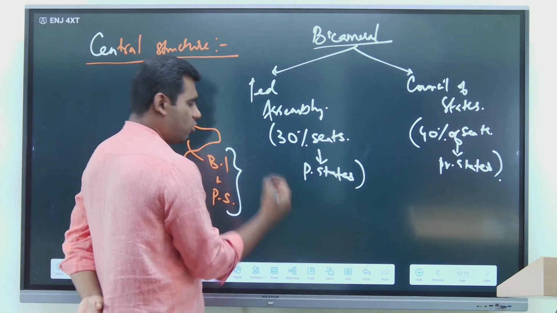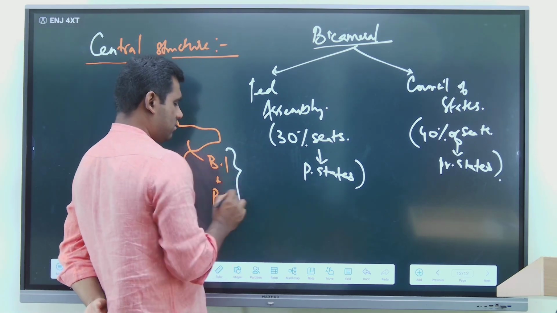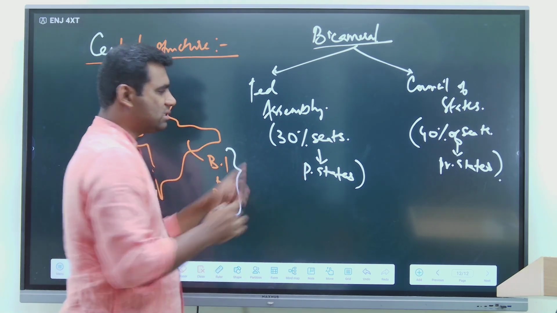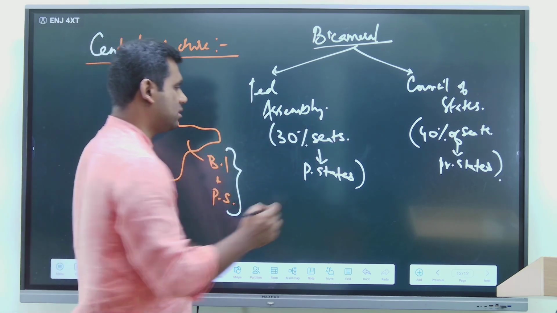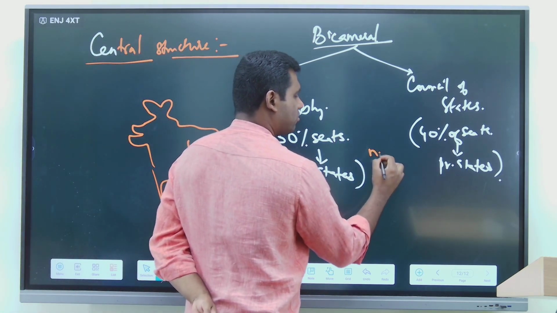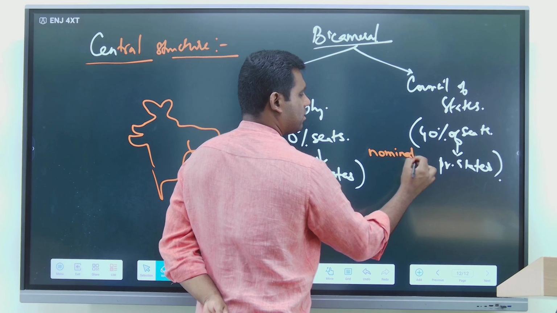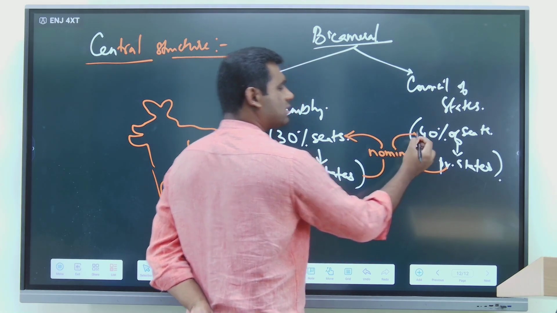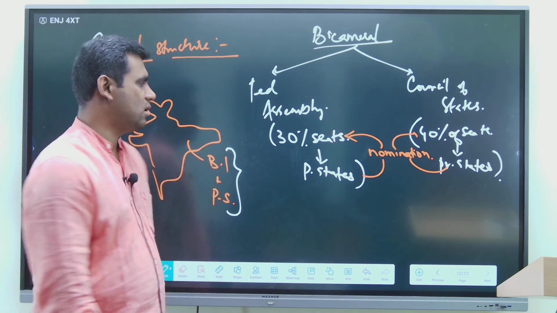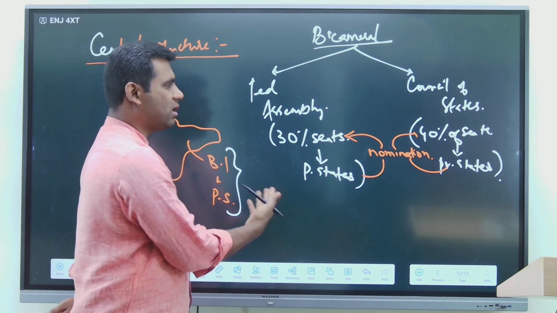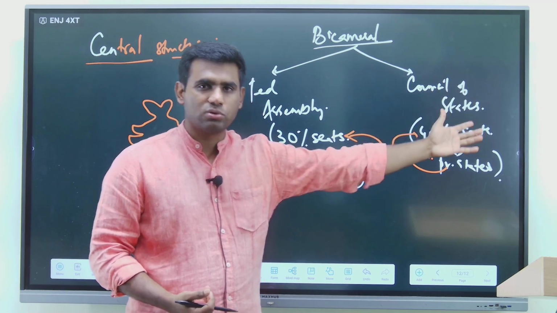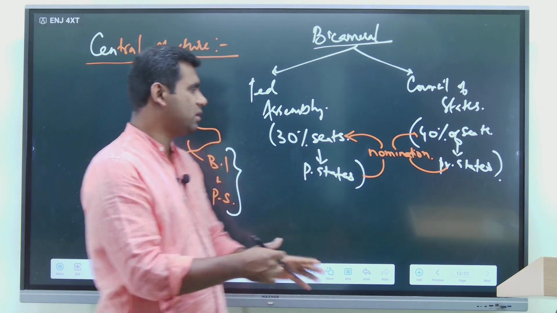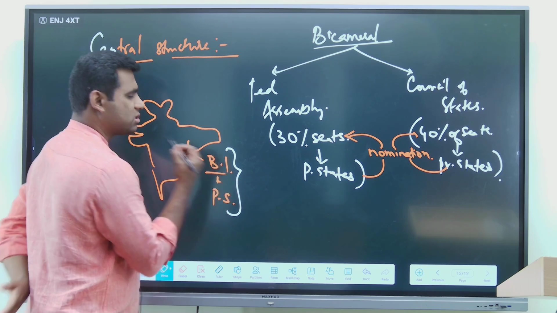And what about the remaining? How are these members going to be filled? It is through a provision of nomination, right? The respective princes will make nominations. Whoever they like, they will send as members to fill these seats. Now what about the 70% of the seats in the Federal Assembly? What about the 60% of the seats in the Council of States? How are they going to be filled? They are going to be filled from British India.